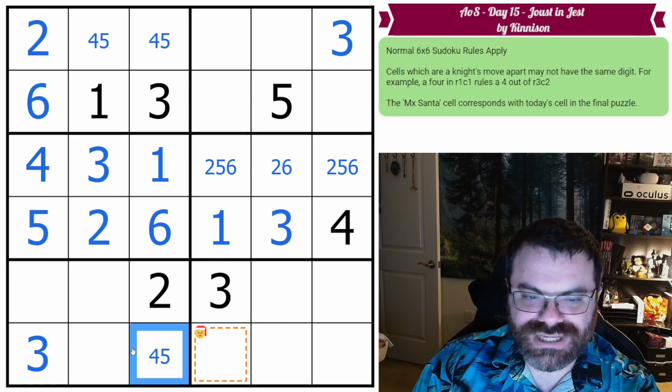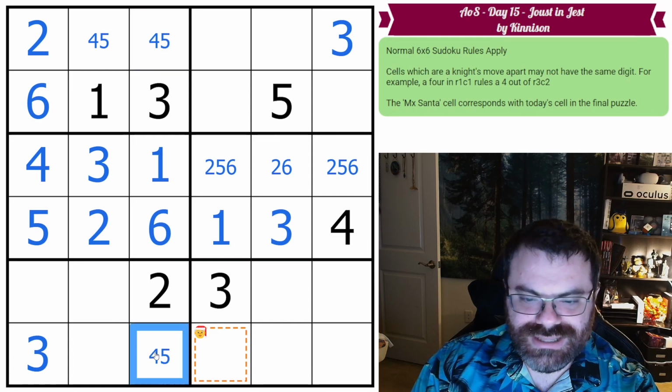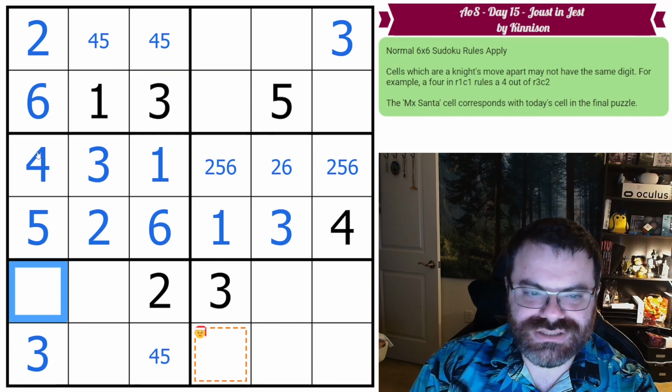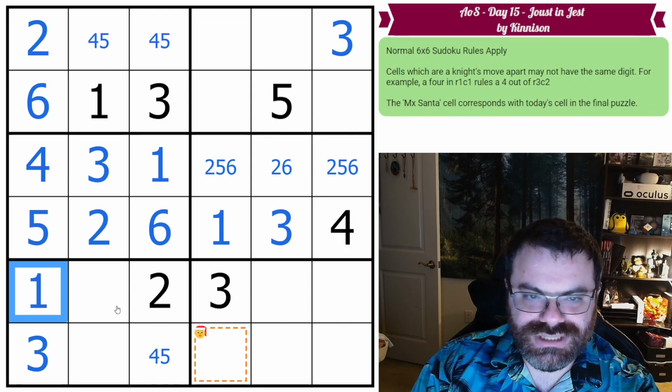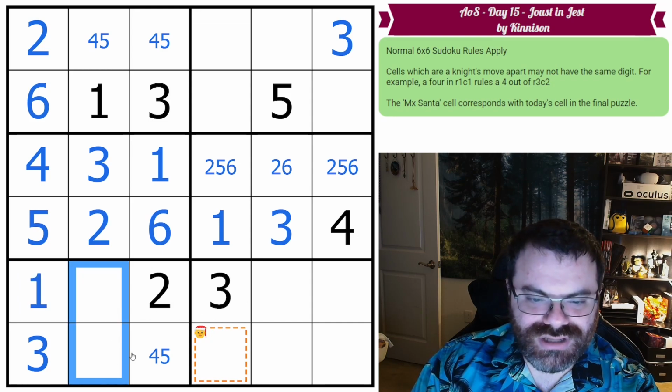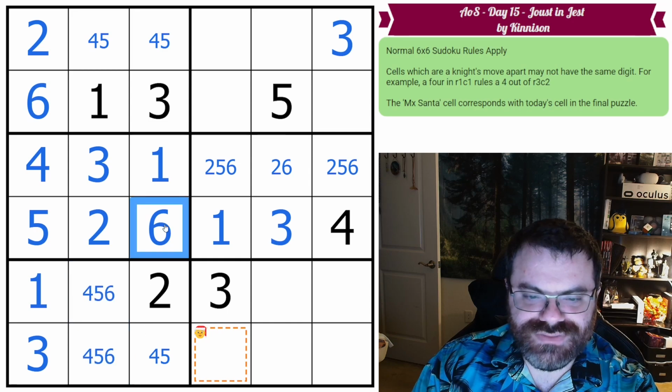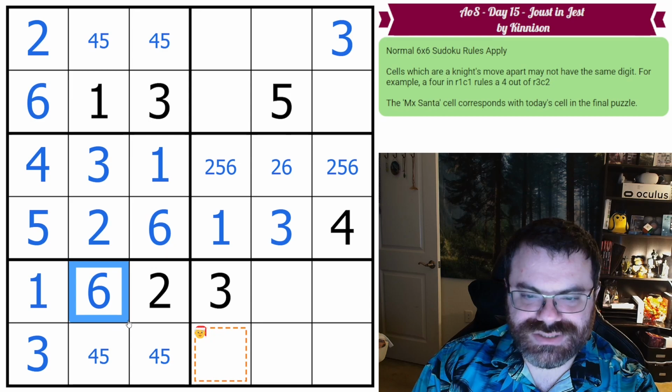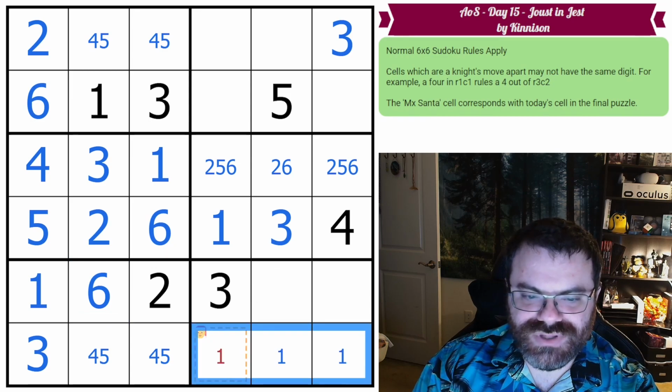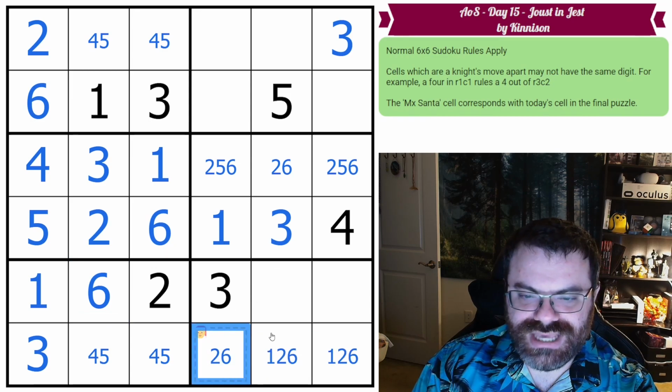This is a 4 or a 5, just for the column. And then, this column's done. That's a 1. And then for the box or the column, we are going to need 4, 5, and 6. And now this 6 does see here by knight's move, meaning 6 can only go here in the box. So this row is going to be 1, 2, 6. This can't be a 1, and this can't be a 1 by knight's move, so the 1 goes here.